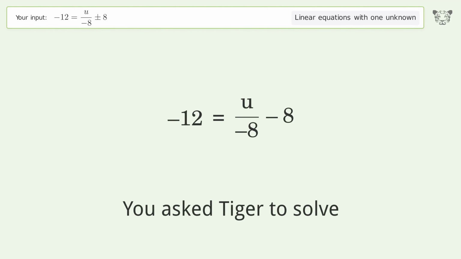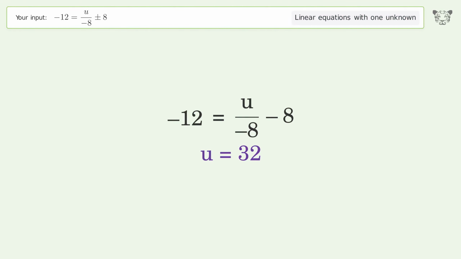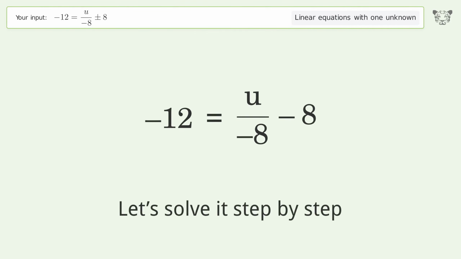You ask Tiger to solve. This deals with linear equations with one unknown. The final result is u equals 32. Let's solve it step by step.